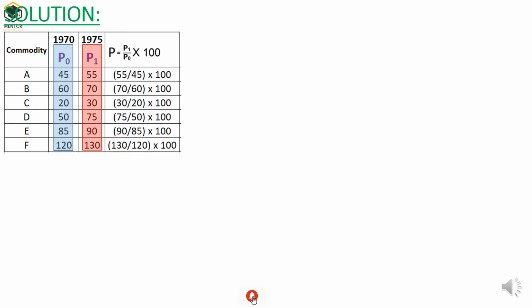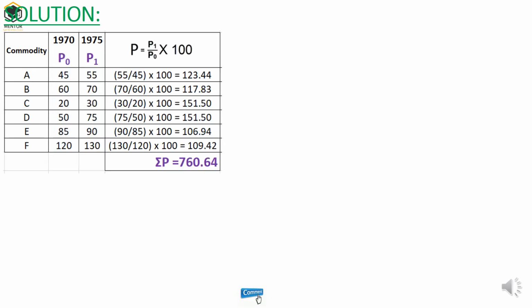Now we have to divide these two values. How am I going to divide them? Here P1 is our red color one, 55, divided by 45, the blue color one. So you have to divide P1 by P0 into 100. So 55 divided by 45 into 100, 70 divided by 60 into 100, 30 divided by 20 into 100, 75 divided by 50 into 100, and so on. Once after doing this, you have to find the final value.